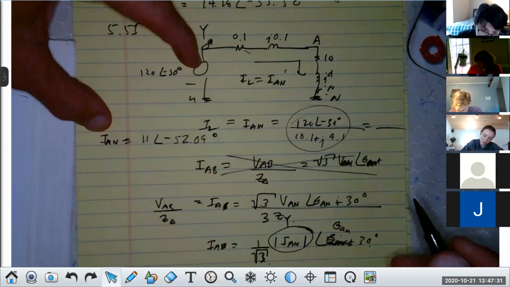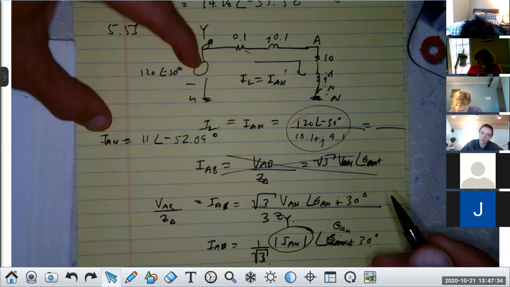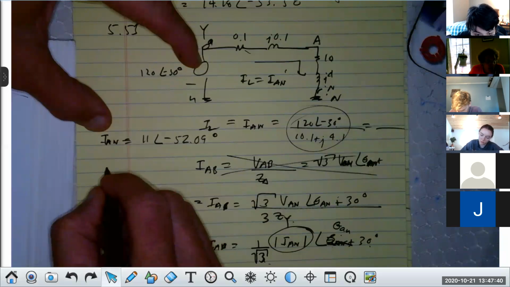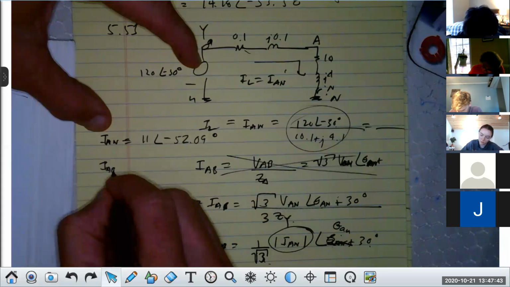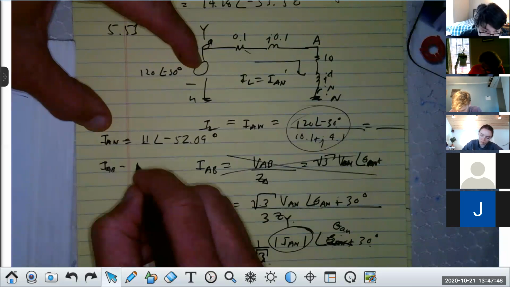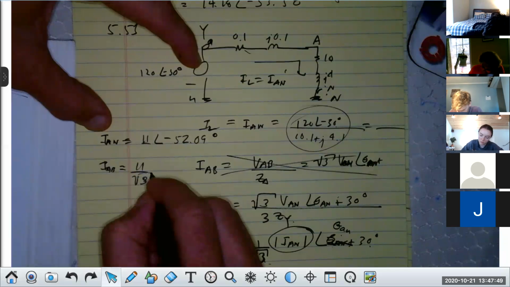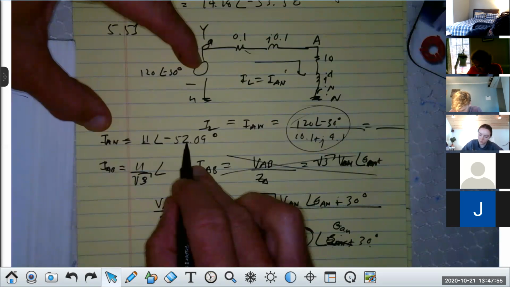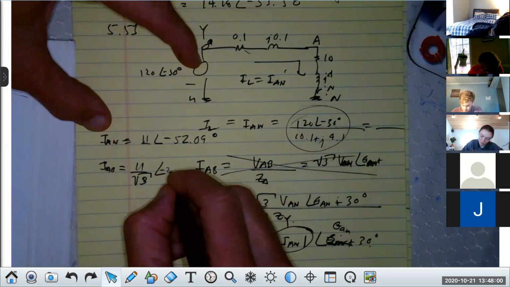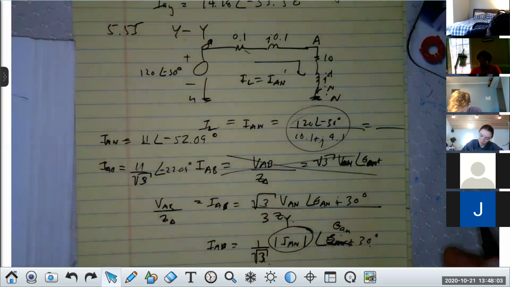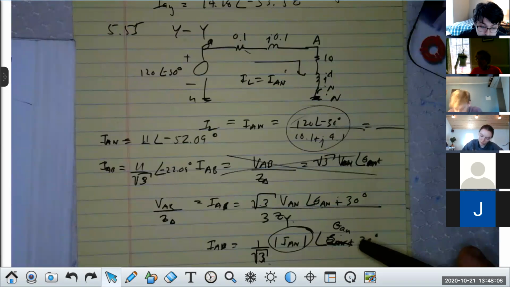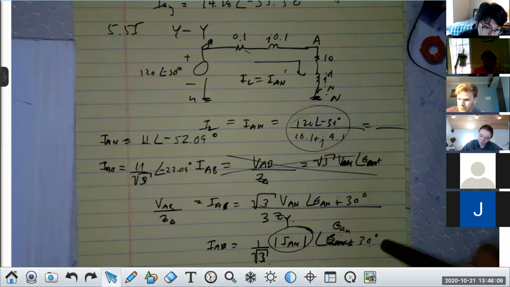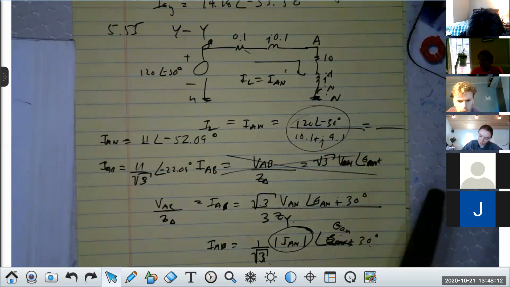Now that current right there is the current that would be in a Y-connected source, but our source is delta. So to get IAB, and I'll put it right here, IAB would be this divided by square root of 3. And then the angle, you would add 30 degrees to it. Now, if I add 30 to minus 52.09, I get minus 22.09 degrees, right? Y'all follow me on that? All right. You can check the answers later. That's the technique you use to do these.